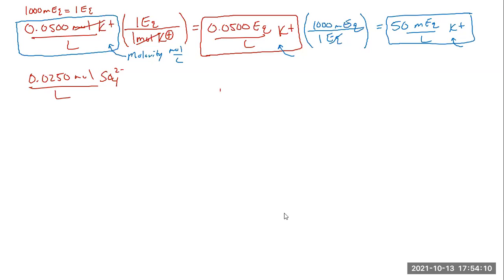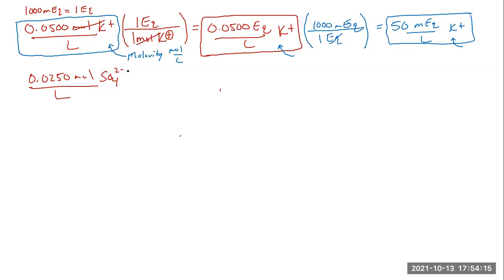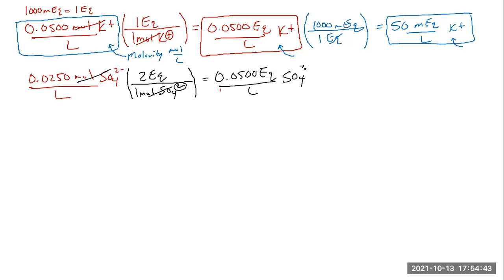We can also do it for the other ion that's in this solution, which is sulfate. At this point, we will convert it from moles per liter to equivalents per liter. And in 1 mole of sulfate, because the charge here is 2 minus, that gives us 2 equivalents. The moles of sulfate cancel, and we end up with 0.05 equivalents per liter of sulfate, which would be our other answer we were looking for.